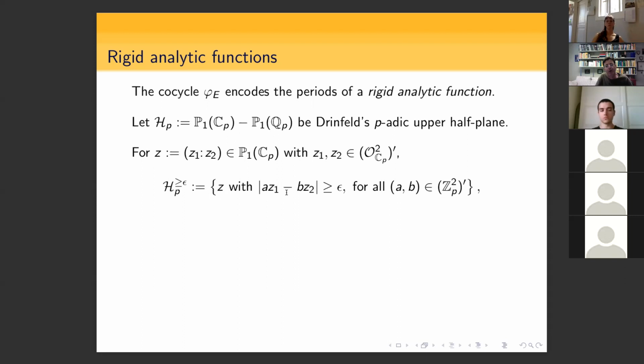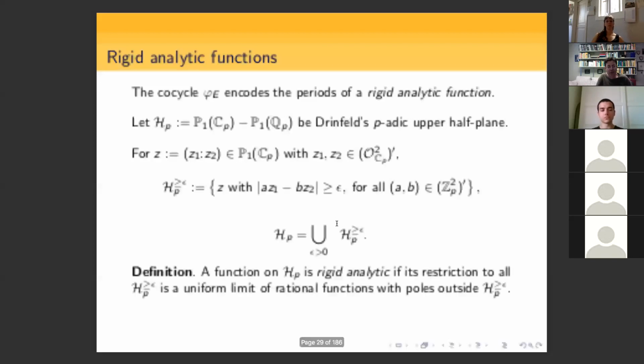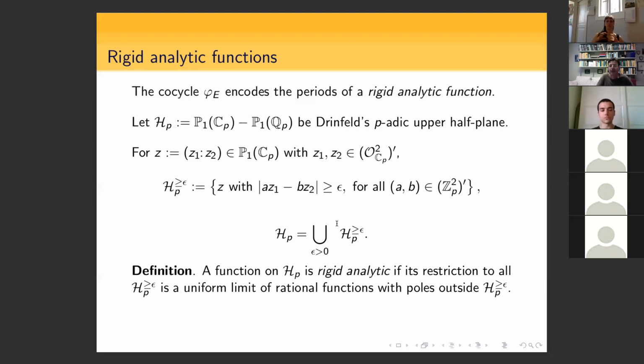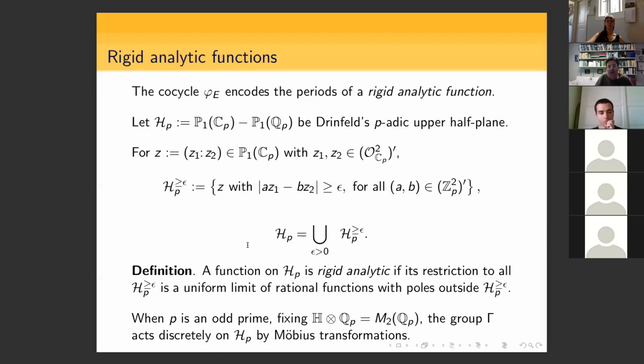And so if I take points which are distance at least epsilon from the boundary, I get a region which looks like a complement of a larger and larger number of smaller and smaller p-adic disks that I'm deleting. And I can write H_p as a union of these. And we say that a function on H_p is rigid analytic if its restriction to all these subsets, which are called affinoids, can be written as a uniform limit of rational functions having poles outside the region. That's the fairly down-to-earth, lowbrow definition of a rigid analytic function in this context.